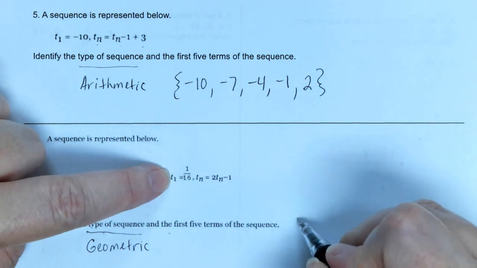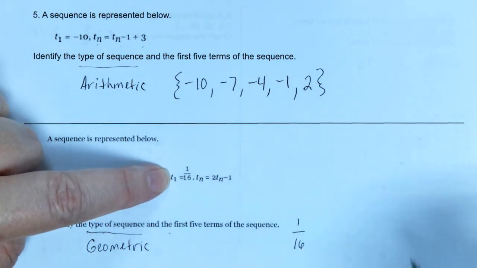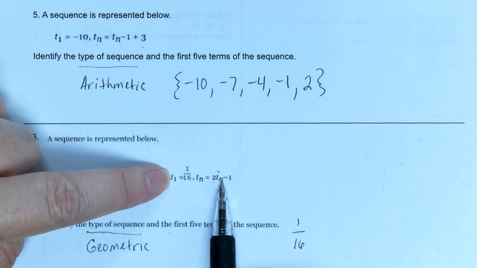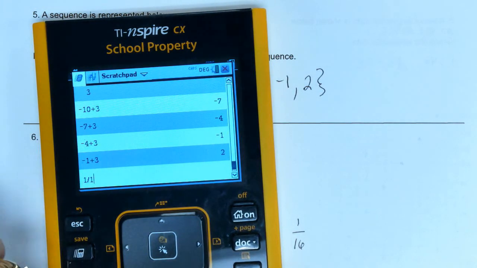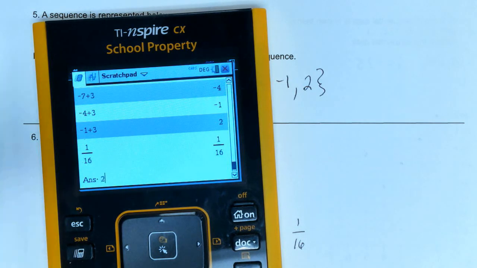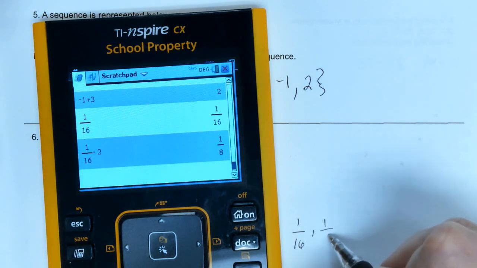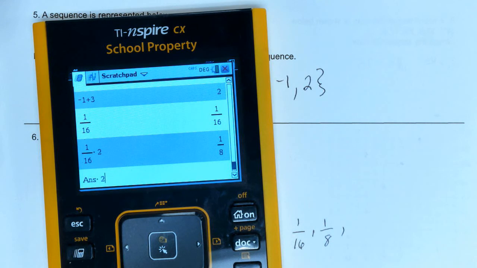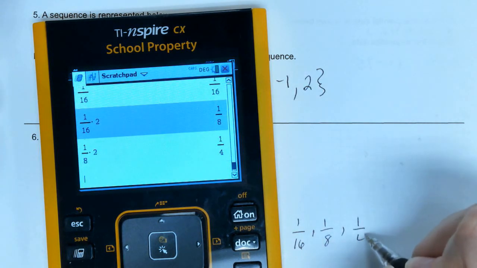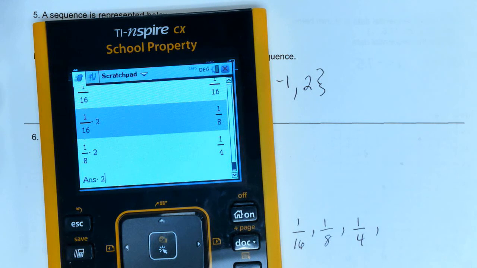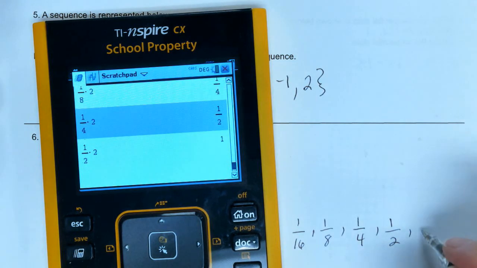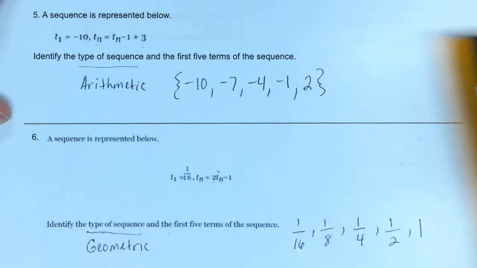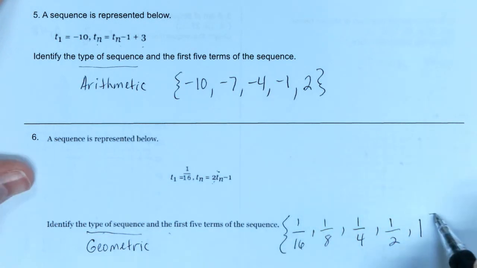We know that the first term is the 1 over 16, and it says times 2. Okay? So I'm going to take 1 over 16, and I'm going to do times 2. So our next term is 1 over 8, times 2. Our next term is 1 over 4, times 2. Our next term is 1 over 2. We got 4 now, one more, so times 2. And we got 1. So here's our first 5 terms of the sequence.